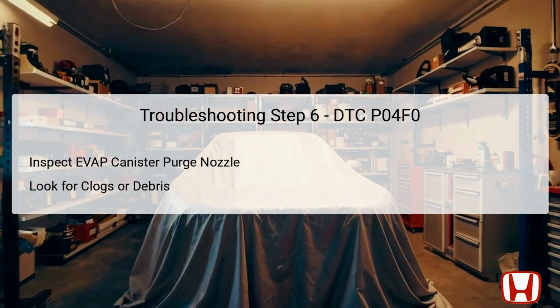Look for any signs of blockage, such as debris or contaminants that may prevent vapor from flowing as designed. If clogs are found, they can significantly impair the performance of the evap system, leading to failed emissions tests or decreased engine efficiency. Consider cleaning the nozzle if it is merely clogged, or if it appears damaged, replacement may be necessary to restore proper function. Maintaining this component is essential for the overall functionality of the evap system.